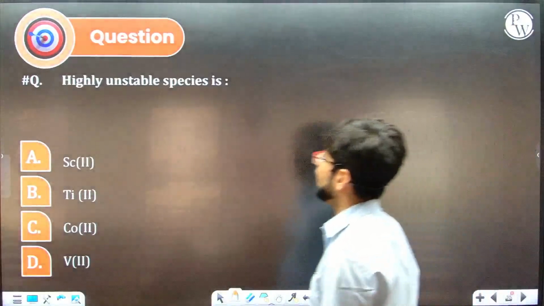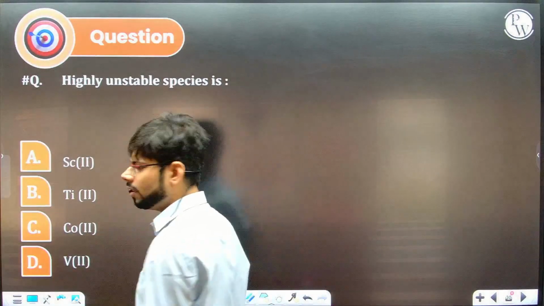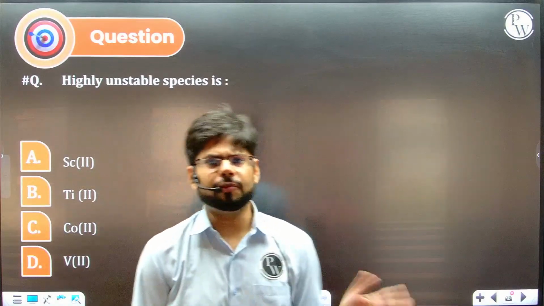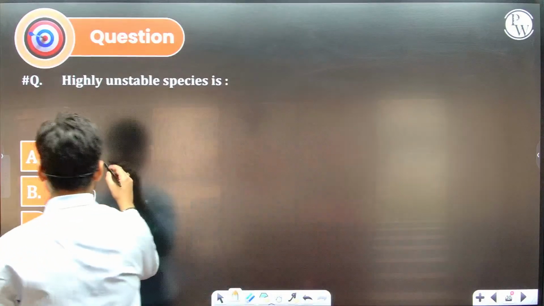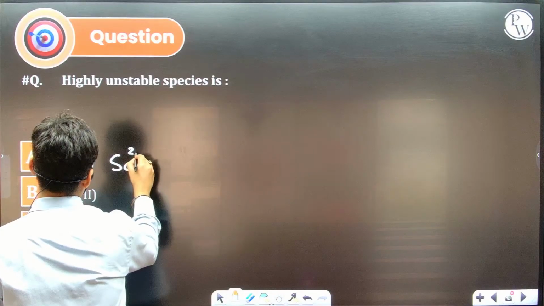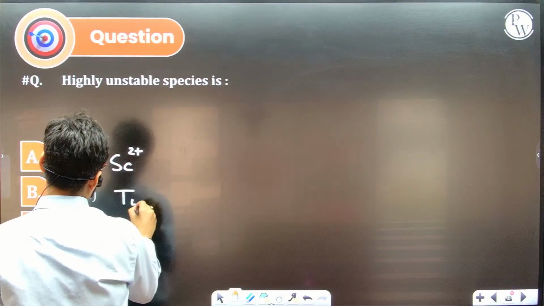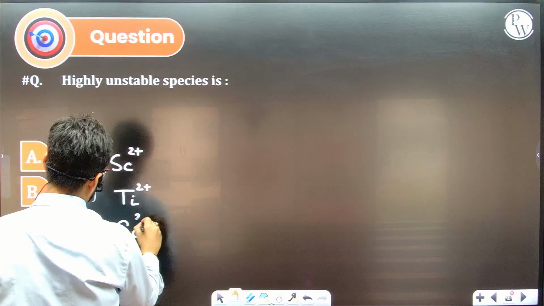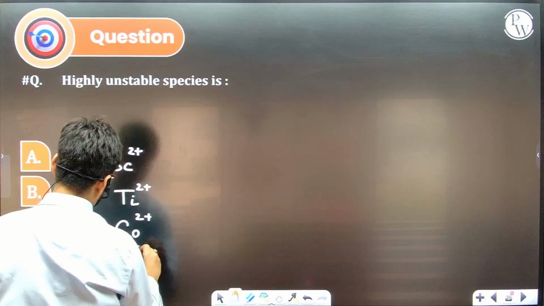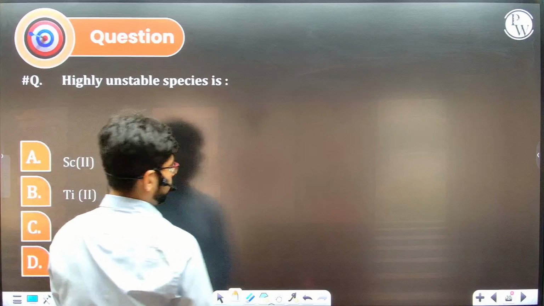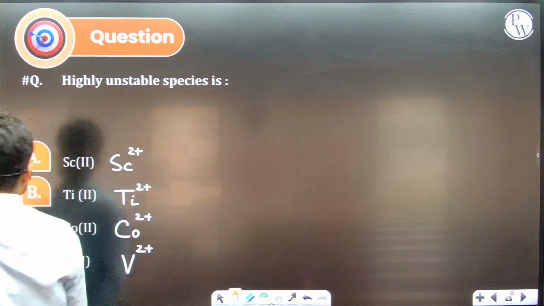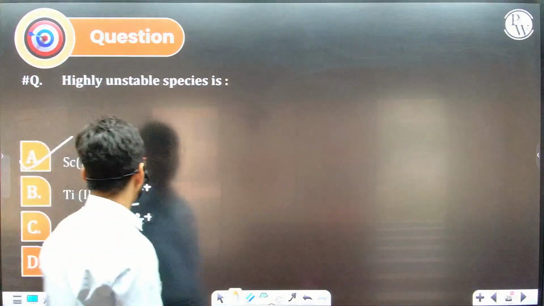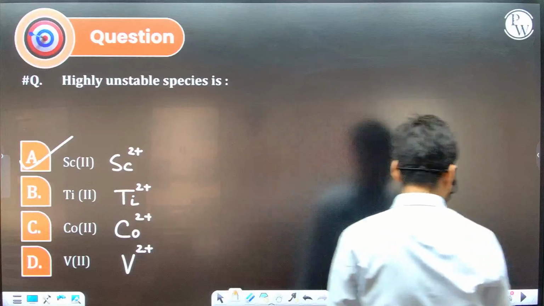Next, highly unstable species is, again, oxidation state is +2 for all. So basically it is about the stability of +2 oxidation state, which we can find out from data given in NCERT. So Sc2+, Ti2+, Co2+, V2+. So this is unstable. Sc+3 is stable, but Sc+2 is unstable. So A is the correct answer.